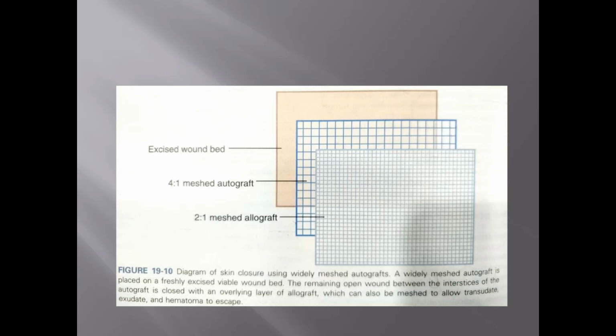See, this is the skin closure using widely meshed autografts. You can see here, this is the excised wound bed. This mesh is done with 4:1 meshed autograft. Okay, thin grafting is taken and then 4:1 ratio meshing is done. That is, these gaps are called the mesh. Next, 2:1 mesh is done.